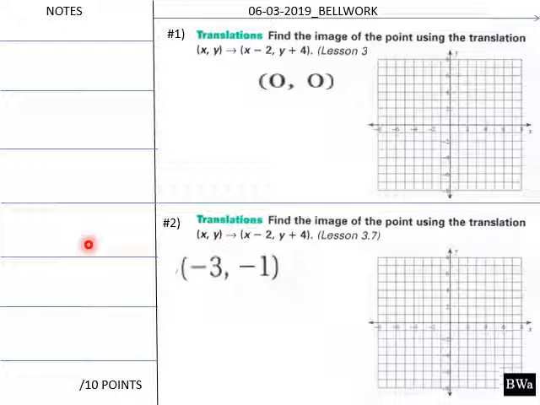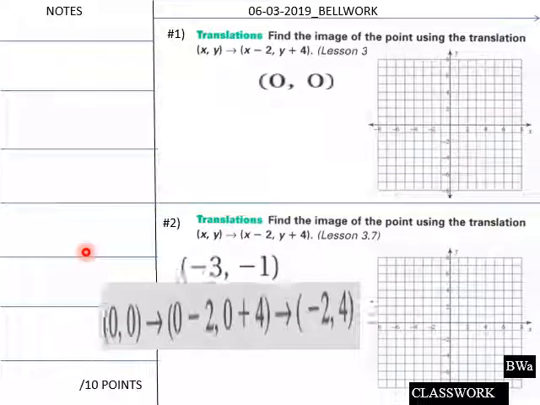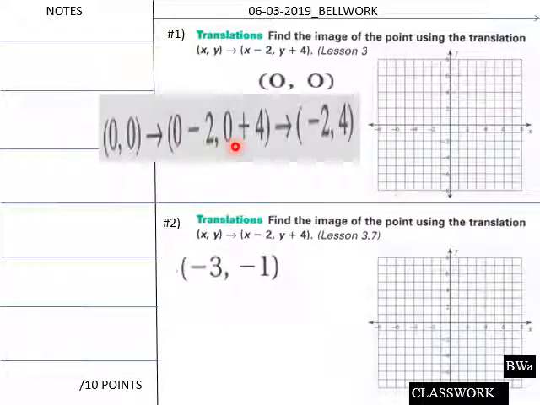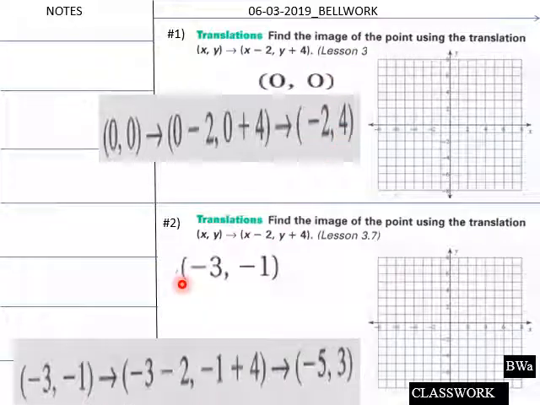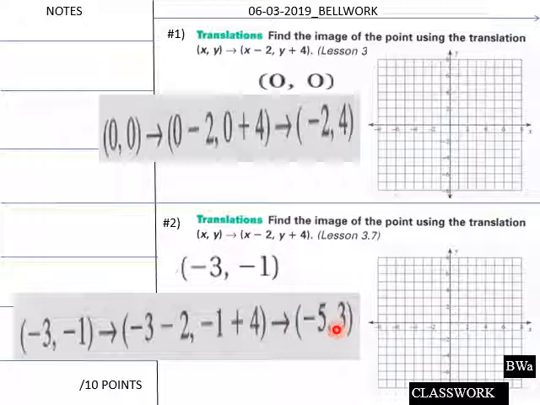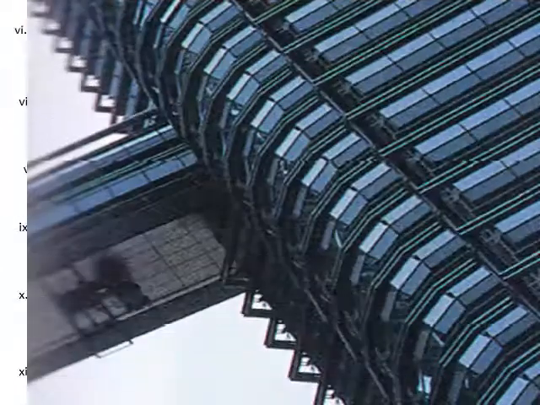Okay, welcome back. For our solution PowerPoint for bell work, this would be our new point here with our translation, -2, +4, and then here would be -5, +3 for our bottom point here.